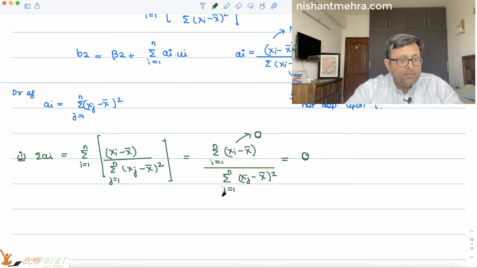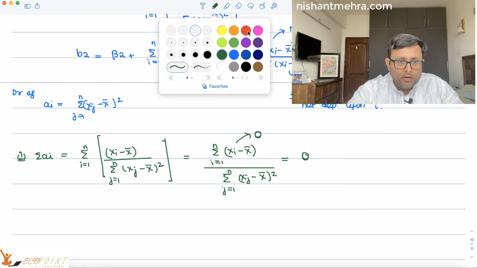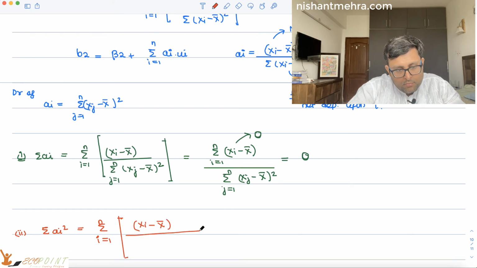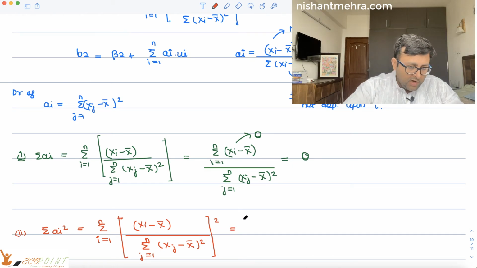So there is a purpose we have written this as j. It doesn't make any difference. It is not as such dependent upon i. So whether you write i or j, till the point it is there in your head that it doesn't matter actually. Okay. Second point. What about this guy? Summation of ai square. So it is what?